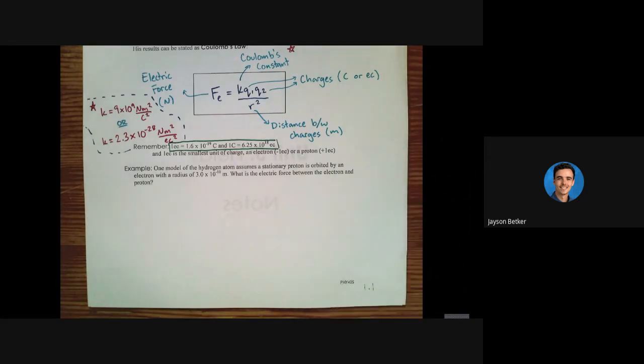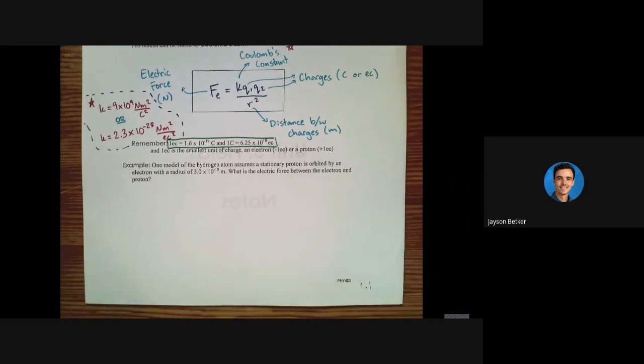So one model of the hydrogen atom assumes a stationary proton is orbited by an electron with a radius of 3 times 10 to the negative 10 meters. So basically, this is just saying like a Bohr diagram of a hydrogen atom, right? Has one proton orbited by one electron with a radius of 3 times 10 to the negative 10 meters. What is the electric force between the proton and the electron?